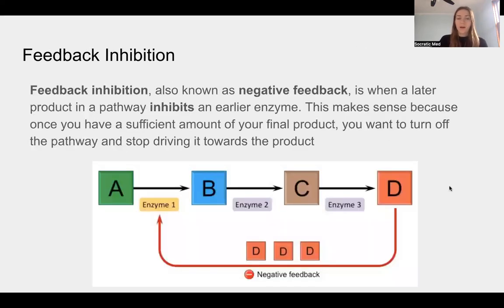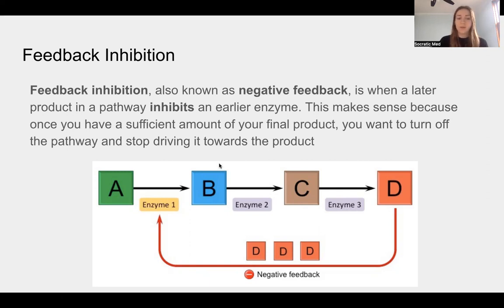All right, so we kind of just went over this pretty briefly, but feedback inhibition can also be known as negative feedback. This is when a later product in a pathway is inhibiting an earlier enzyme. And this makes sense because once you have a sufficient amount of final product, you'll want to turn off the pathway so you stop driving it towards making more of that product. So this picture pretty simply describes this. You have D, our final product, going back and trying to inactivate enzyme 1, so we stop the whole pathway.